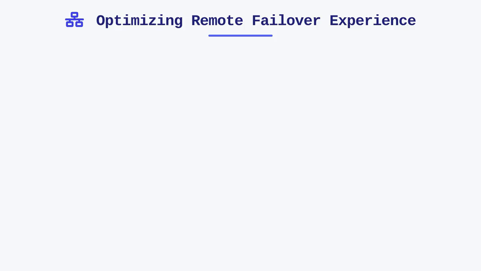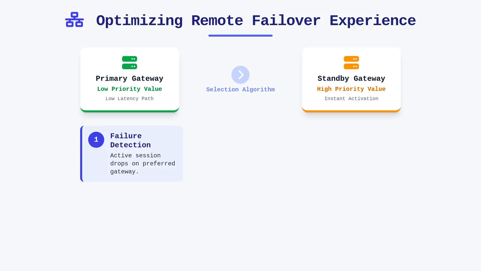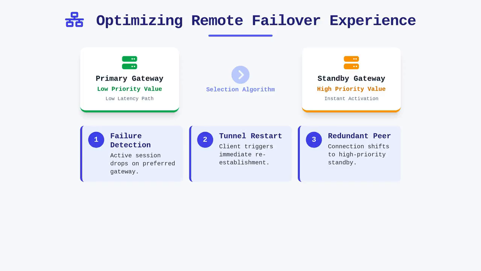Ensuring that remote users experience a smooth transition during a failover event also requires an understanding of how gateway priority influences the selection algorithm. By assigning priority values to gateways, we can guide the client software to prefer a low latency path while keeping a standby path ready for instantaneous activation. If the preferred gateway experiences a failure during an active session, the client can initiate a tunnel restart and re-establish its connection to the redundant peer.